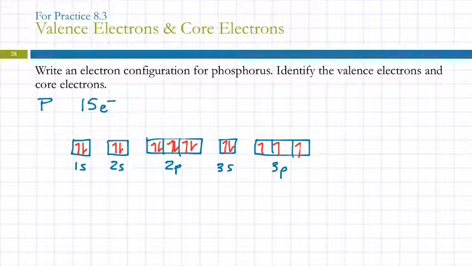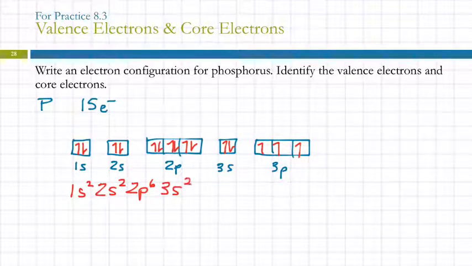And then we could write the electron configuration from that. 1s2, 2s2, 2p6, 3s2. And how many are in the 3p? 3. So there's our electron configuration.